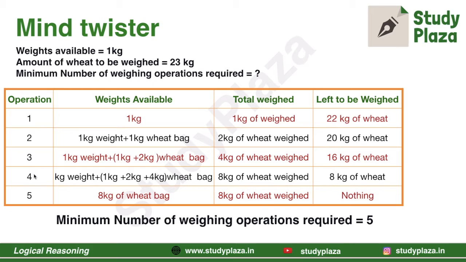Similarly, in operation 4, we have the 1 kg weight plus the 1 kg, 2 kg and 4 kg weights which we have weighed in the first three operations, and total weight will be 8 kg. Hence we will weigh 8 kg and the left weight will be 8 kg. In the last operation, we will use the 8 kg wheat bag to weigh the 8 kg. So the complete 23 kg will be weighed in 5 operations. Hence the minimum operations required will be 5. Hope you have understood this answer.